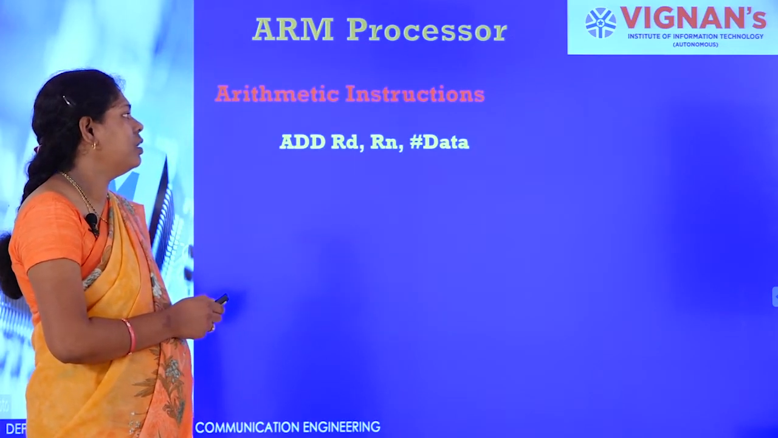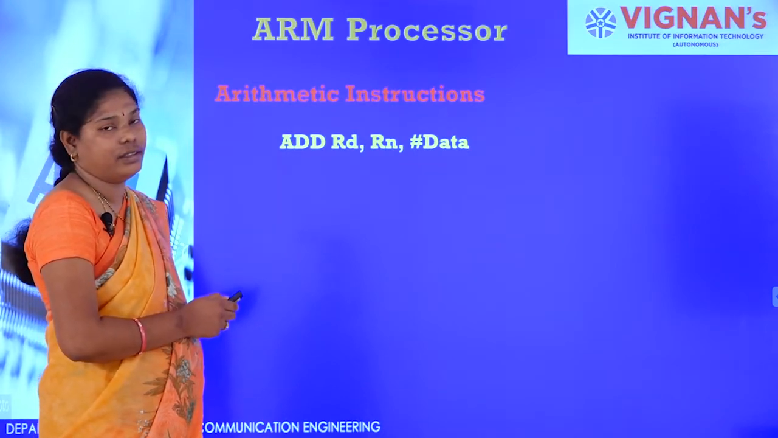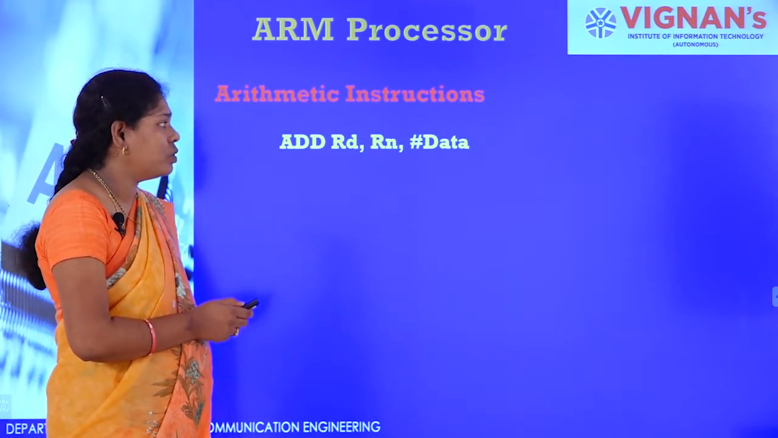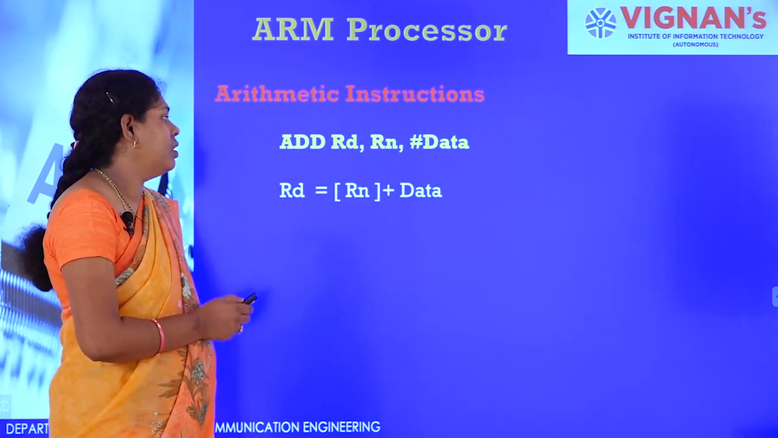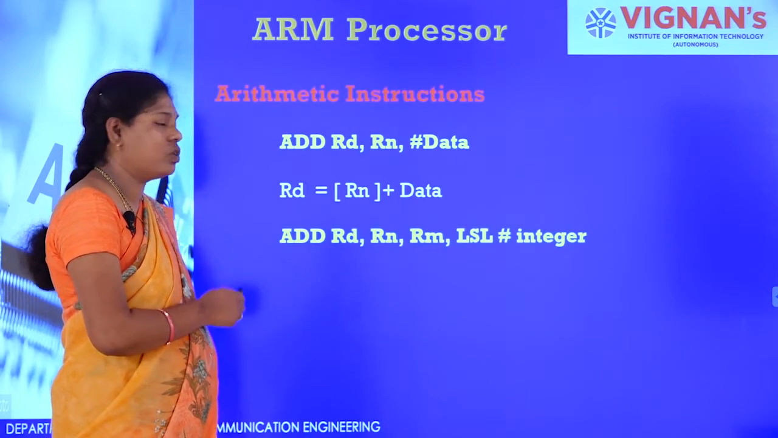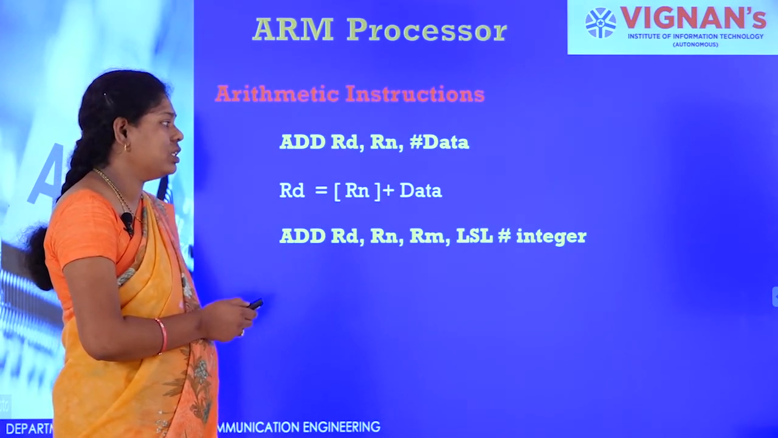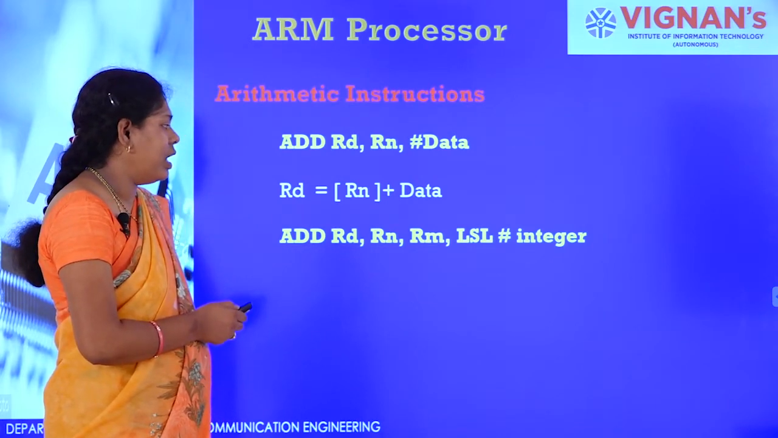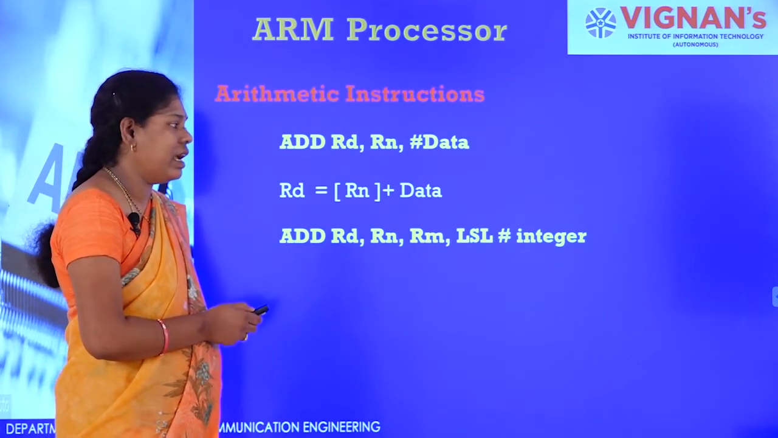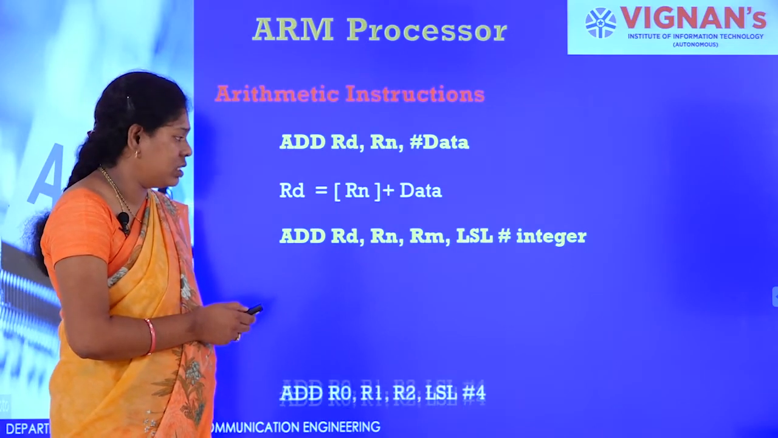Next see immediate addressing mode. RD is the destination, RN is source 1 and source 2 is represented in terms of immediate data. Okay, here the content of Rn is added to the data and the result will be copied to Rd. Next, by using a shift operation also we can do: ADD Rd, Rn, Rm, LSL hash integer. The integer indicates the number of shift operations.